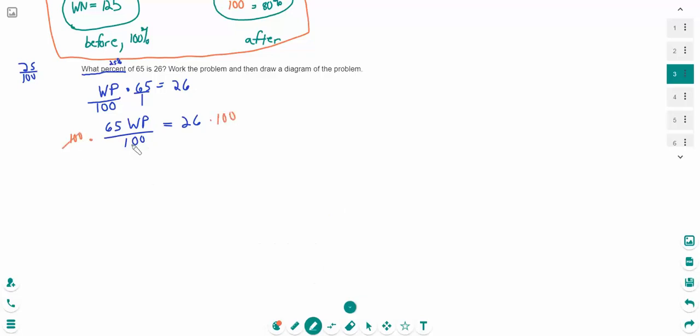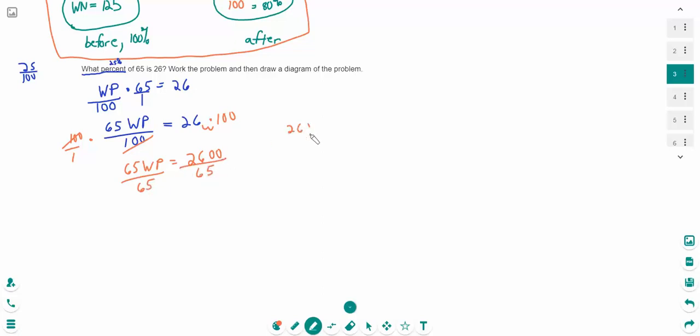So if I multiply this, the denominators will disappear, and I'm left with 65 WP equals 26 times 100. Well, this is a multiplication problem involving a number with a 1 and some zeros. So we just move the decimal point to the right this time, 2 places, because there are 2 zeros. So 1 place, 2 places, that's going to be 2600. Okay. Then we can divide this out. So we end up with 2600 divided by 65.